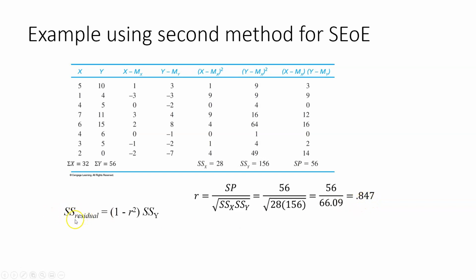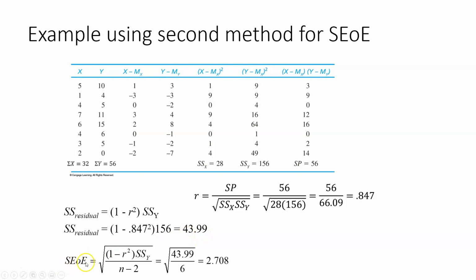You can compute the sum of squares residual, the error, how much you haven't accounted for, by taking the inverse of your R squared and multiplying that by your SSY. So you take R squared, 0.847 squared. 1 minus that is the inverse. Your SSY is 156. And if you carry this formula through, you get 43.99. That's your sum of squares residual, how much you haven't accounted for.